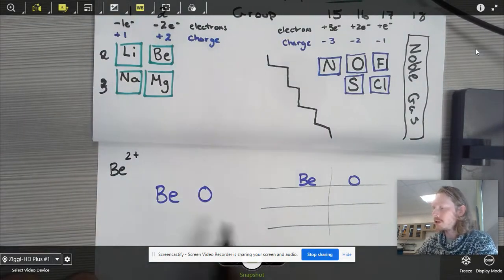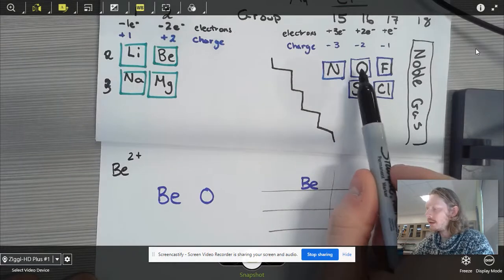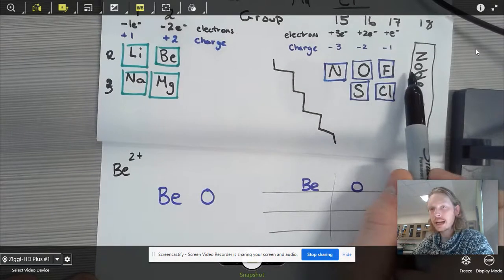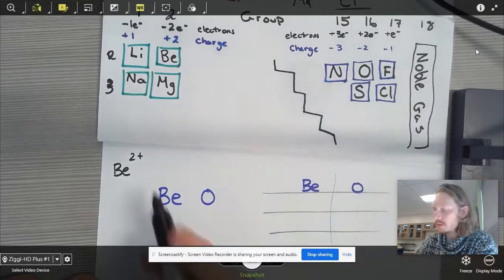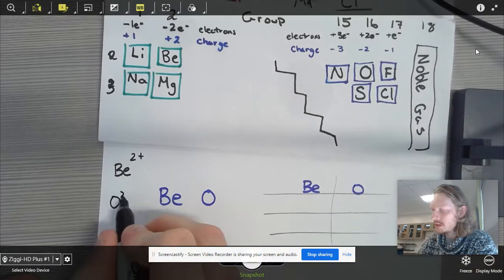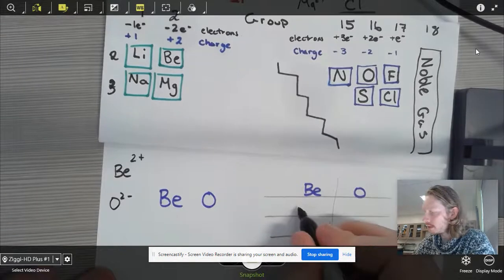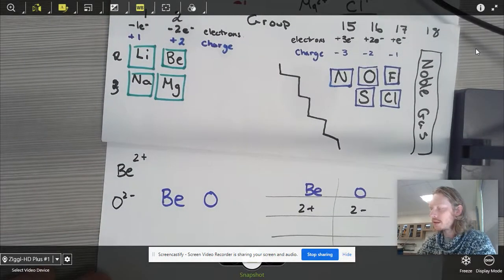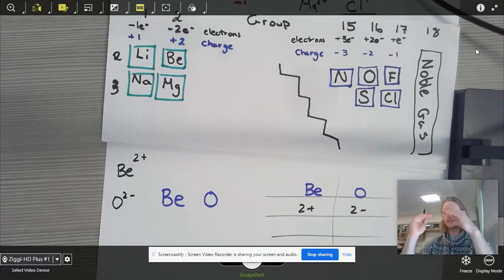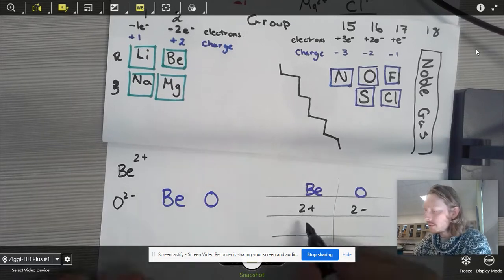Oxygen is 2 away from the noble gases. It has to gain 2 electrons. It's going to be 2 negative. So beryllium is 2 plus, oxygen is 2 negative. So you can see that these are already balanced out, right? We have 2 positive, 2 negative. They're balanced out to get to 0. So we actually only need 1 of each of these.